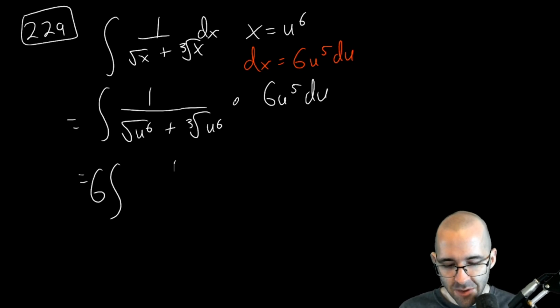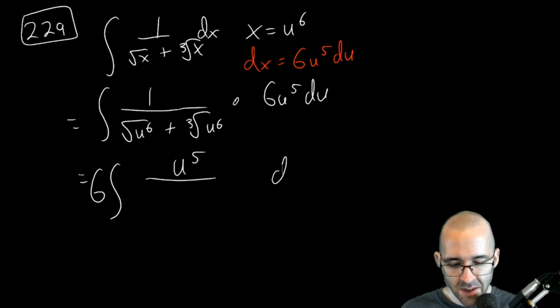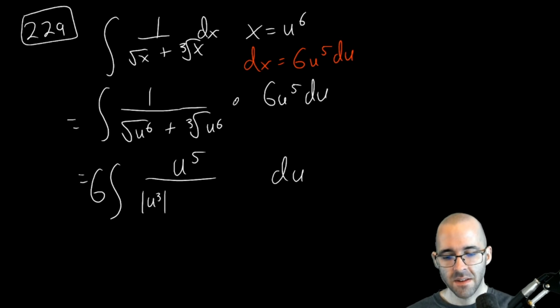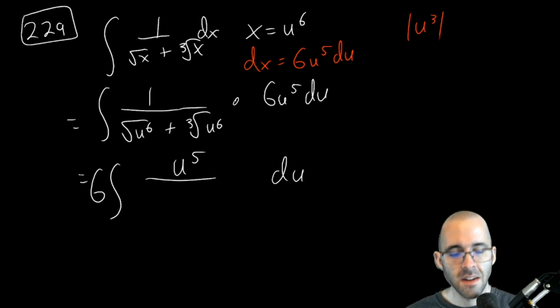We can factor the 6 out in front. This is u to the 5th. We get the absolute value of u cubed. Can I get rid of the absolute values? Do we know whether u is positive or not?